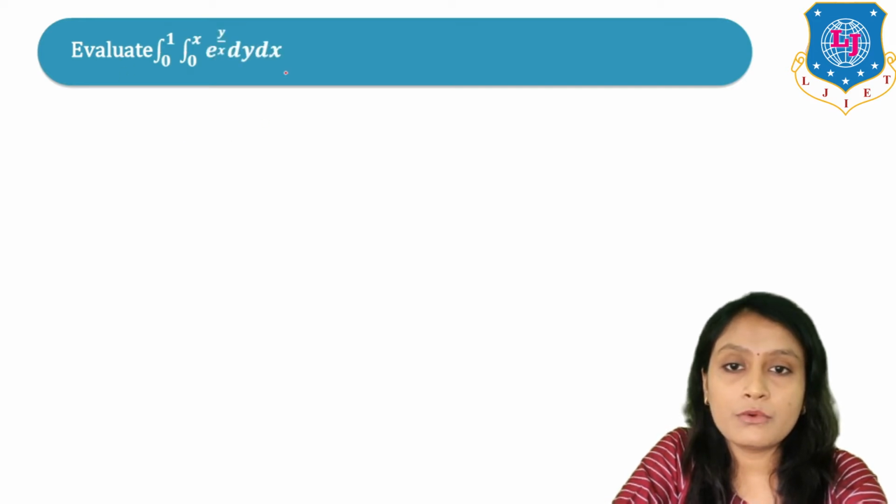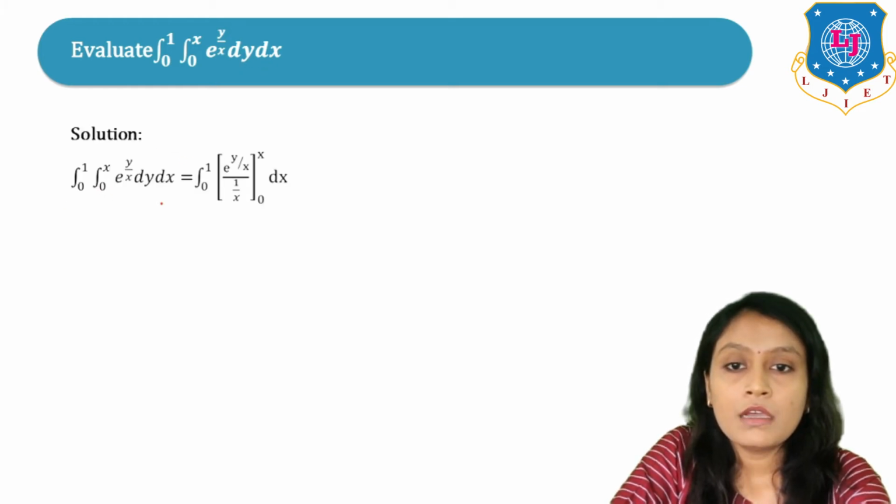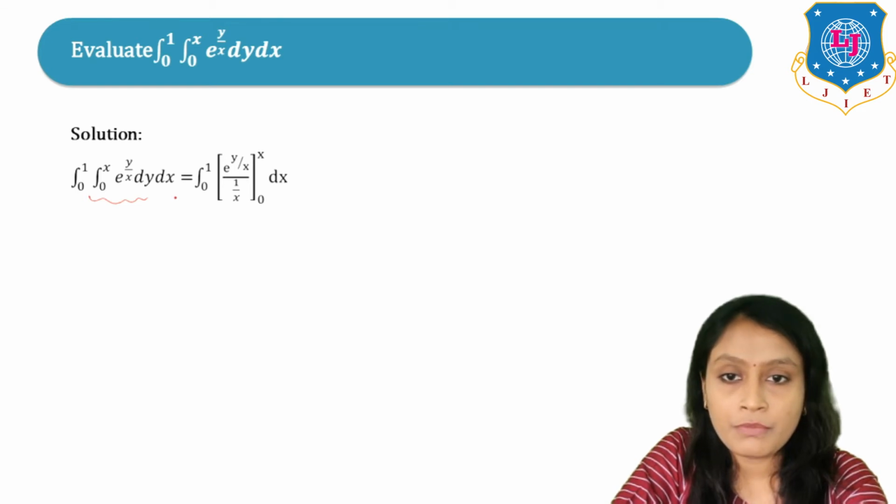Now we'll see one more example. Evaluate integral 0 to 1, 0 to x, e raised to y by x dy dx. So let's begin with the solution. Here firstly we will integrate with respect to y and then with respect to x. So we will keep this integration 0 to 1 and dx as it is, and we will integrate this e raised to y by x with respect to y, keeping x constant.